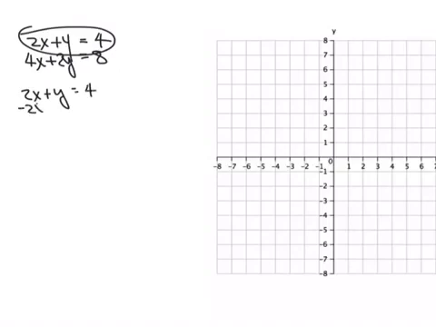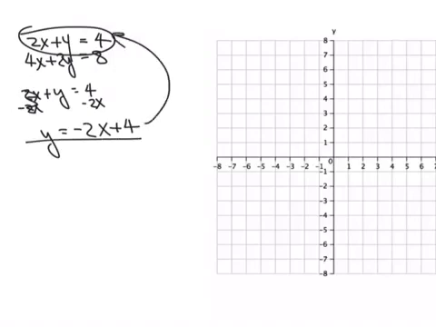Okay, minus 2x y equals negative 2x plus 4. So this equation is in slope-intercept form. Let's graph that. Crosses at 4. Slope is negative 2 over 1, so I'm going to go down 2 over 1. Down meaning negative. Down 2 over 1. It helps me to get a better straight line here.